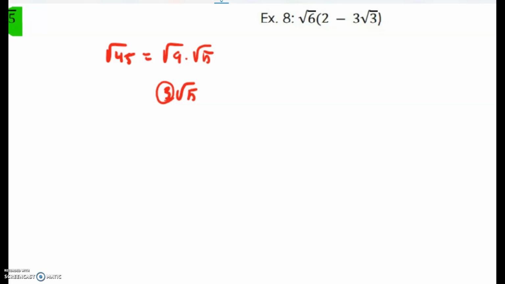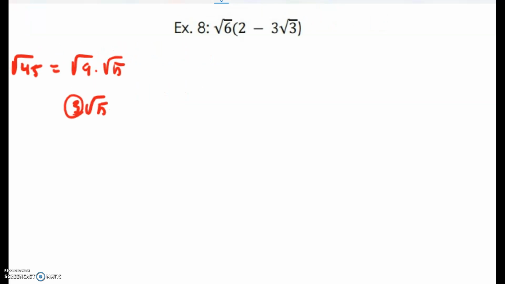Let's try another one. So number 8. In example 8, we've got the square root of 6 times, and we see this parentheses, 2 minus 3 radical 3. So we can distribute this to both terms. We can multiply it to the 2, but we just need to remember whatever's underneath the radical stays there. Whatever's outside the radical has to stay outside. So when I do 2 times radical 6, it's just 2 radical 6. I can't multiply the 2 and 6 together because they're not within the same section. The 2 is the rational part, and then the radical 6 is the irrational part.